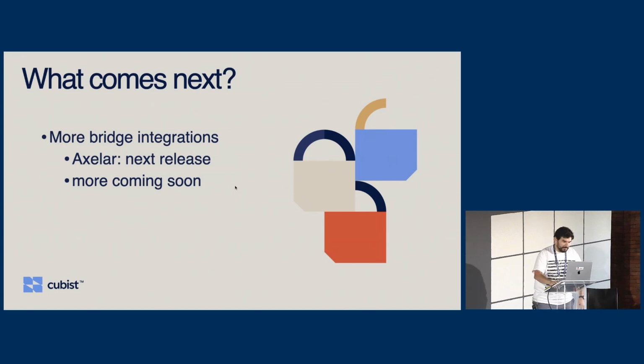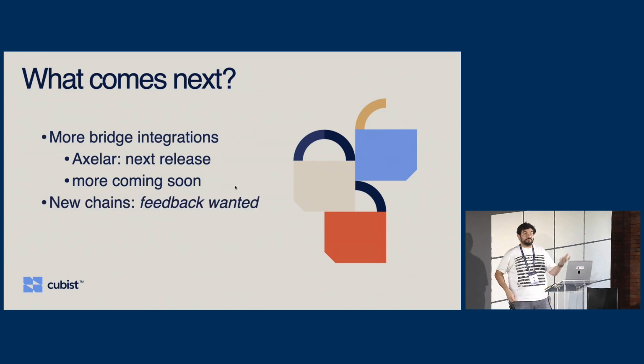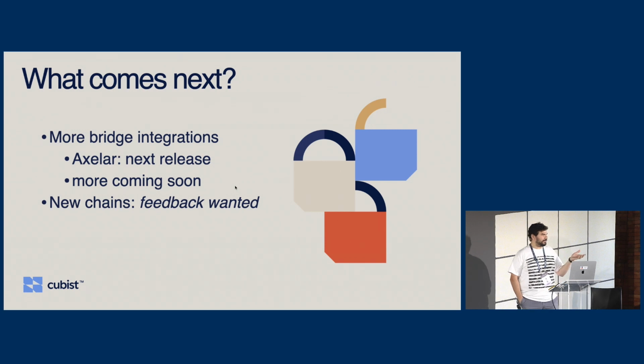So the other thing that we're going to be doing is adding new chains. So we want your feedback here. We have EVM support. I think we have Solana support in a branch somewhere that'll eventually emerge. We'll see. Yeah, Soroban's coming as well. But yeah, your feedback is wanted here too.